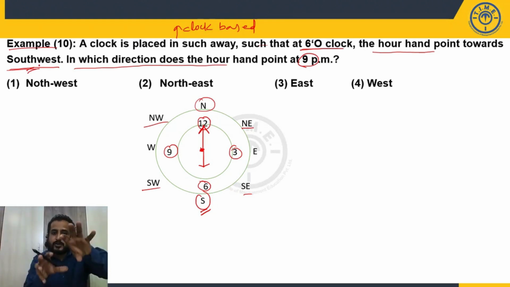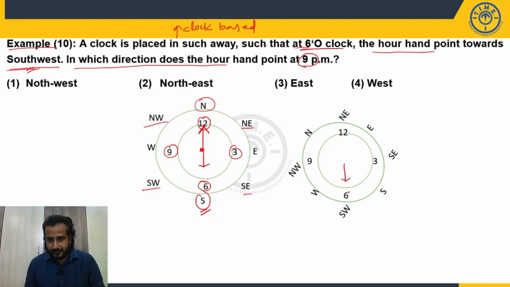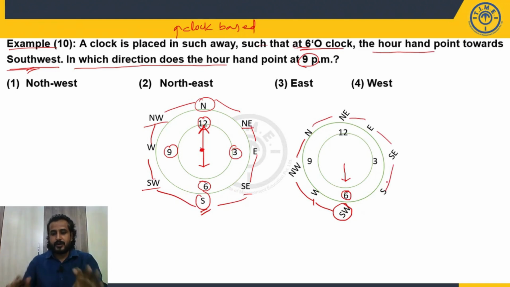It means we need to change the position of the clock, right? Now let us change the position of the clock. There won't be any change in the 12, 3, 6, 9; it will remain the same, right? Now we need to change. What is given? Hour hand at 6 o'clock is pointing towards southwest. Now change the directions. So at 6 it is southwest. Now basing on this, decide the remaining directions: southwest, west, northwest, north, northeast, east, southeast, south, and southwest. You know, right? We have just rotated the clock.